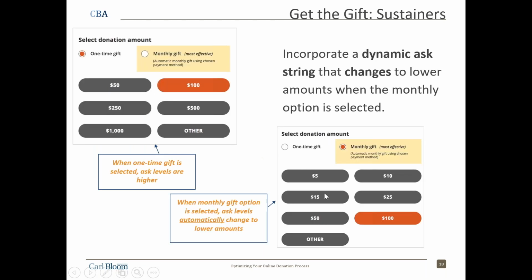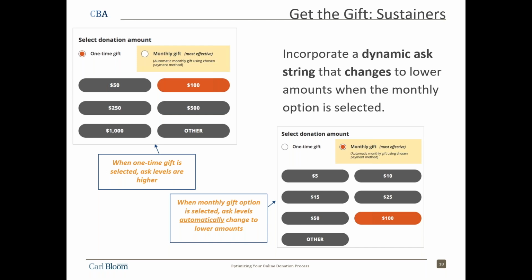So let's see. A few more things about sustaining giving. I love this, but this is definitely advanced, and I'm not sure if some of your websites are able to do this, but it's something to look into. If your website is capable of doing this, we strongly suggest you incorporate a dynamic ask string that changes to lower gift amounts when the monthly option is selected.